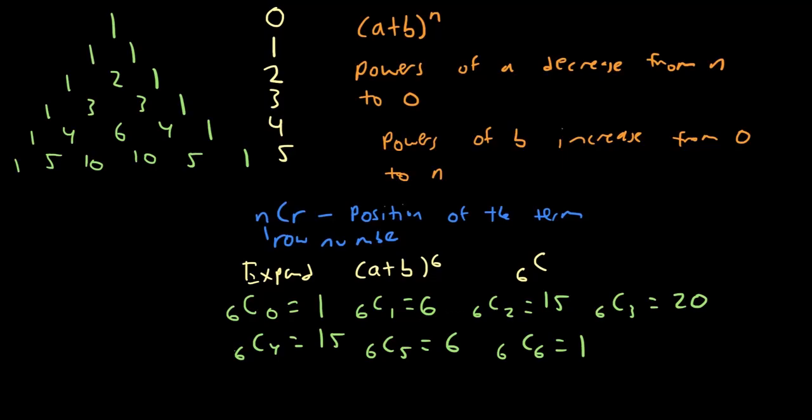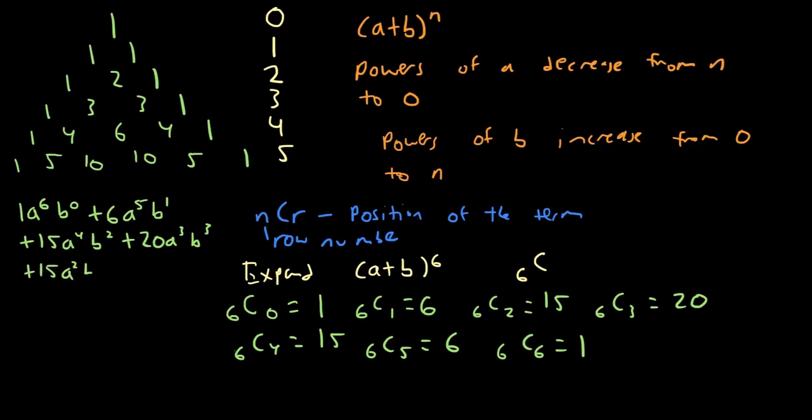So now we have this, we can just expand this. We're going to start at 1a to the 6th power, because the powers of a decrease from n, which is 6, to 0. b to the 0 power, plus our next coefficient is 6, a to the 5th power, b to the 1st power, plus 15 a to the 4th power, b to the 2nd power, plus 20 a cubed, b cubed, plus 15 a squared, b to the 4th power, plus 6 a to the 1st power, b to the 5th power, and finally plus 1 a to the 0 power, b to the 6th power.